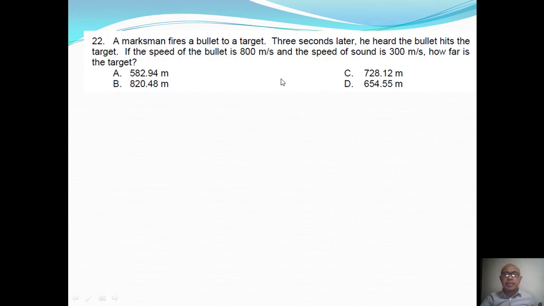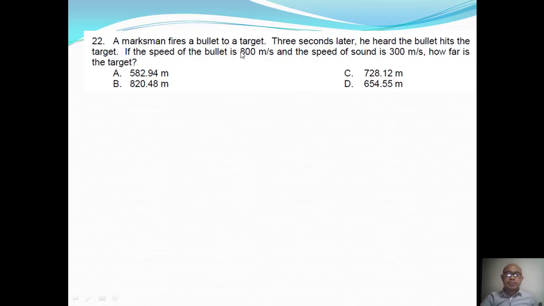Our next topic is about rate problem. So recall that rate problem uses the formula distance equals rate times time. And we can express one variable as a function of the other. So let us say time is equal to distance over rate, and rate is equal to distance over time.